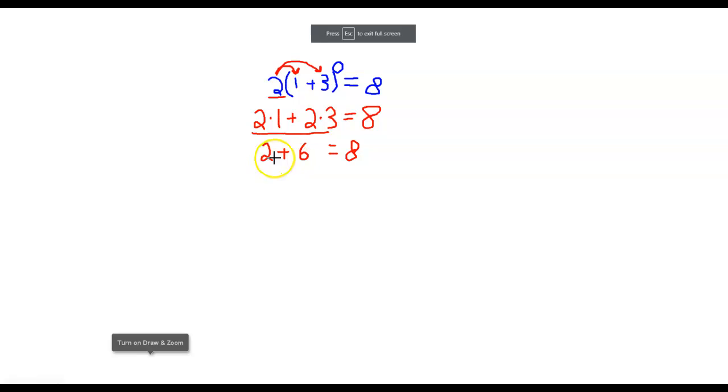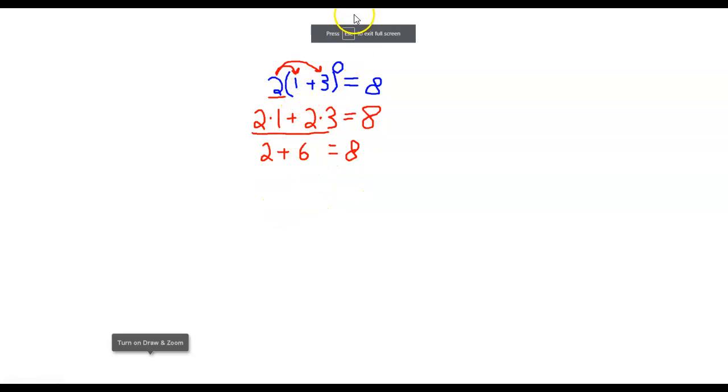Okay, so that means that 2 plus 6 must equal 8. And does it? Sure does. So that means what we've done when we distributed, we didn't break any rules. And we get 2 plus 6, and that's equal to 8. Okay, so that's kind of how the distributive property works.